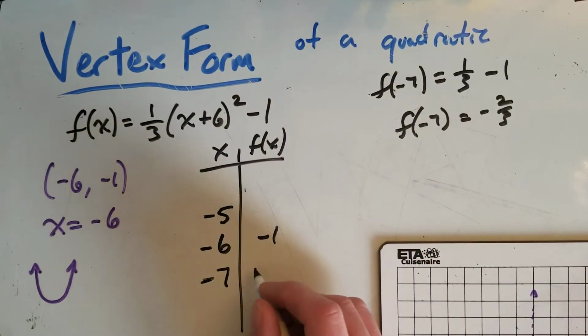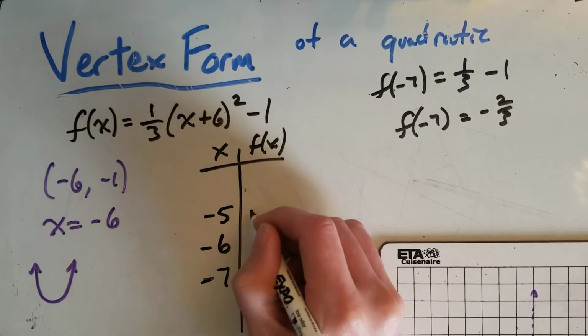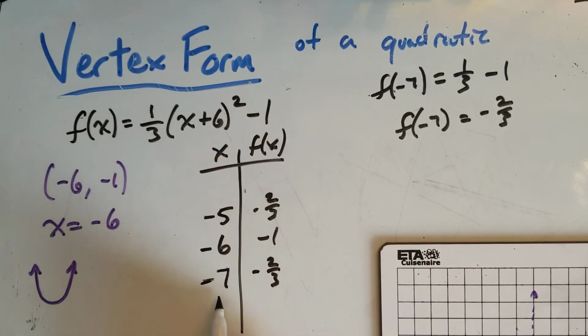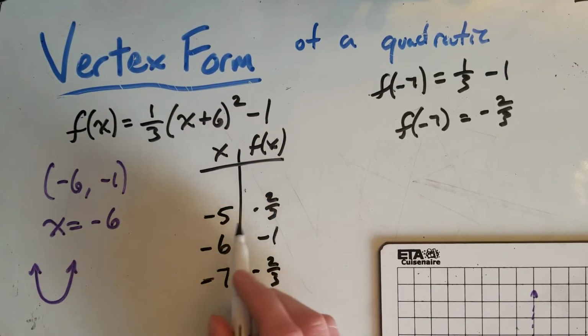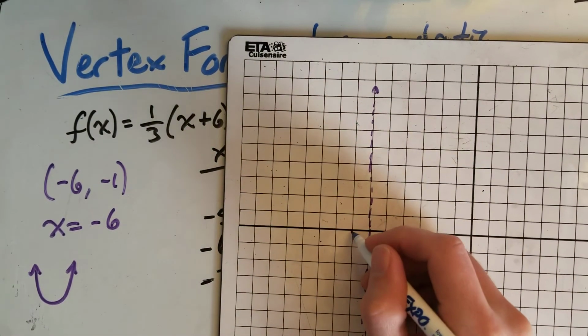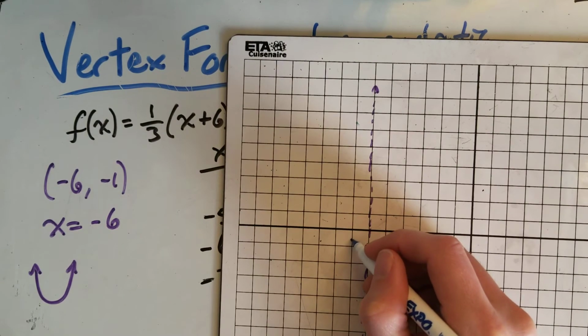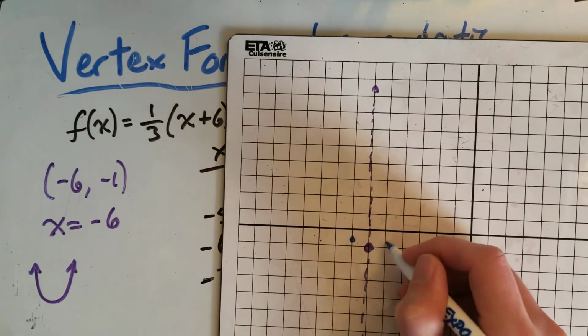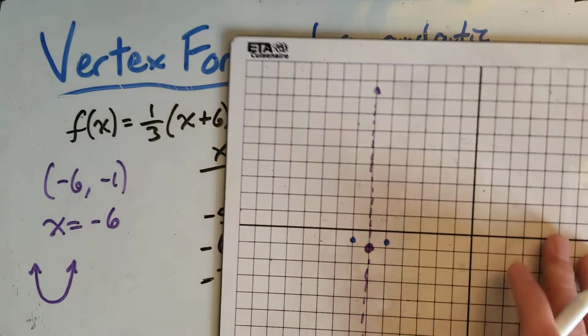But since we have this, we'll stick with this for now, and we'll do our best at graphing. So -7 gives us -2/3. -5 will give us -2/3 as well because of that symmetry. So -7, which is 1 over, will be -2/3. It's about right here. Same thing for -5.